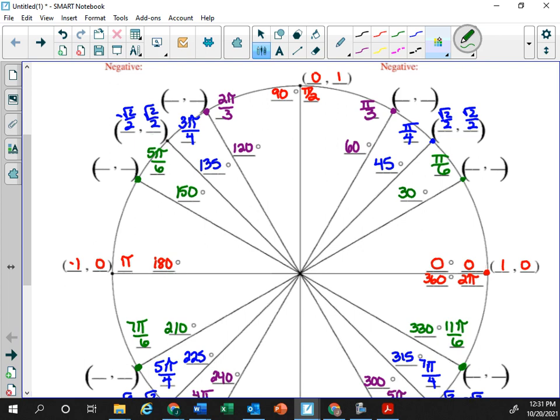Questions on the blue ones? If you know the first quadrant, you know all of the quadrants, okay? Just being aware of the signs.